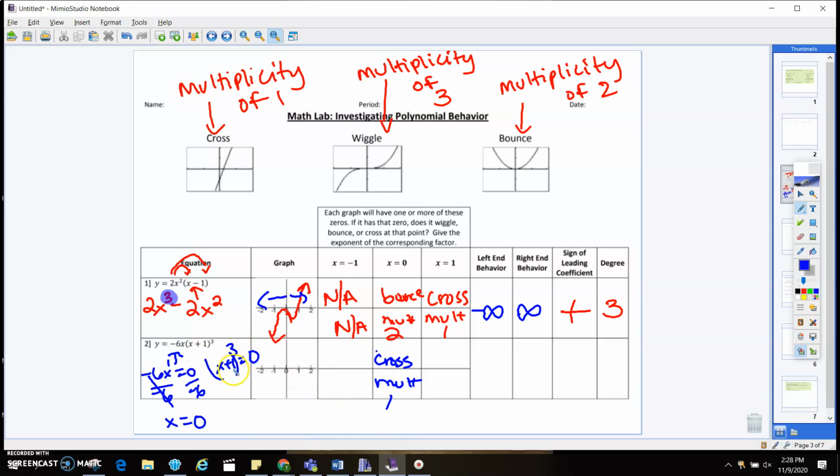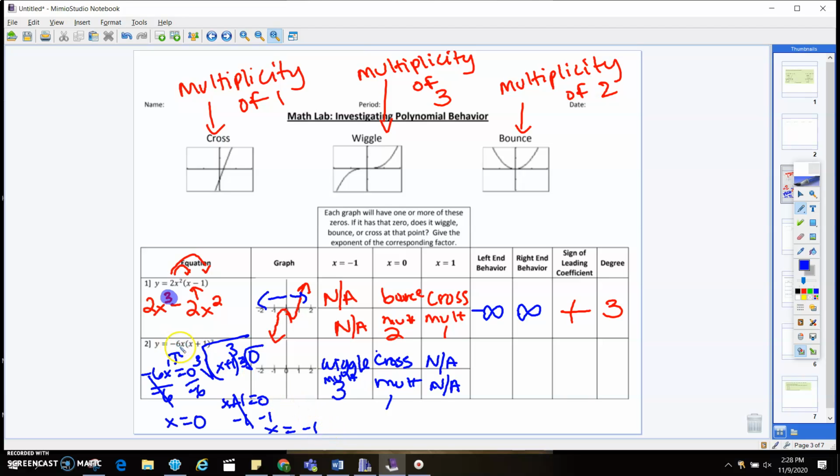Okay? Over here, I know we often forget how to get rid of a cube, but in order to get rid of a cube, we're going to take the cubic root of both sides. And fortunately for us, if you take the cubic root of 0, you still get 0. So then we're going to subtract 1 from both sides, and that's going to give us x equals -1. Okay, so we're not going to have a solution for x equals 1, right? But at x equals -1, is it going to have a cross, wiggle, or a bounce? Well, it's going to be a wiggle because it's going to have a multiplicity of 3.